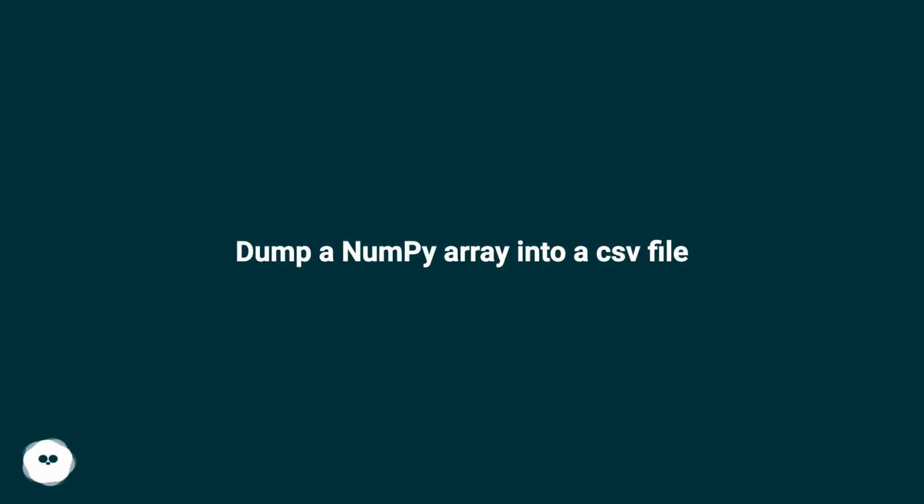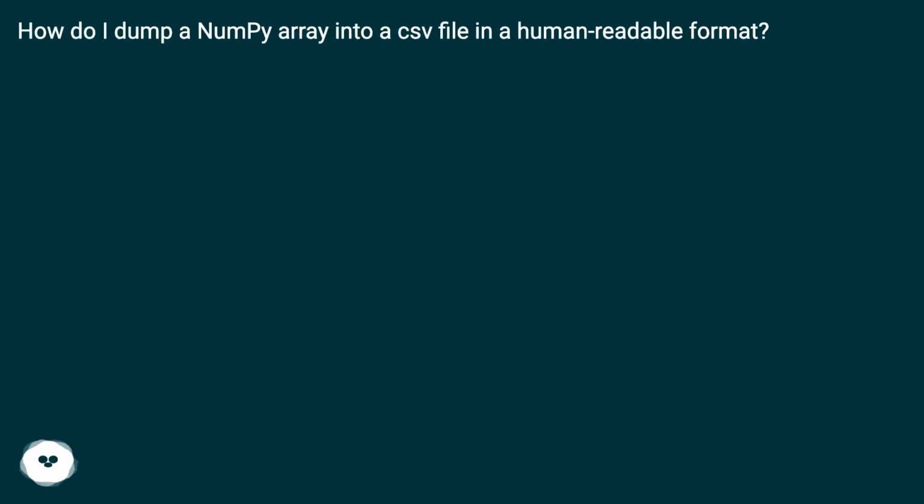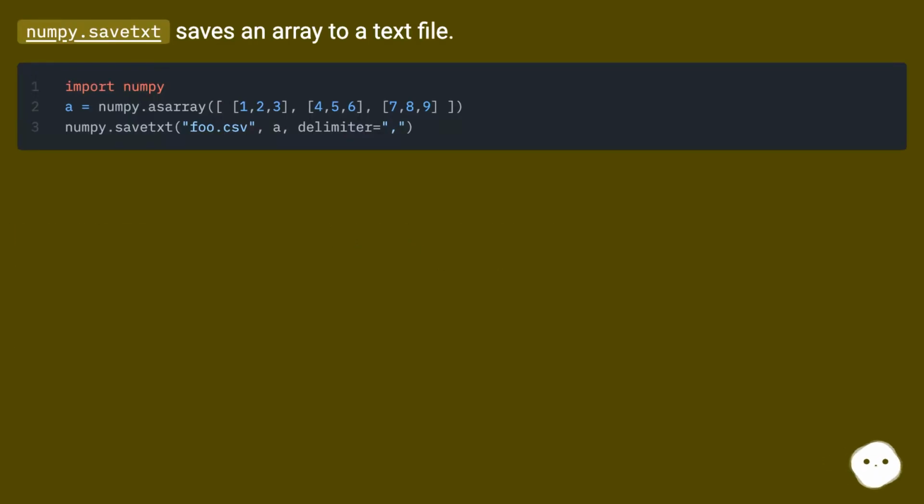Dump a NumPy array into a CSV file. How do I dump a NumPy array into a CSV file in a human-readable format? numpy.savetxt saves an array to a text file.